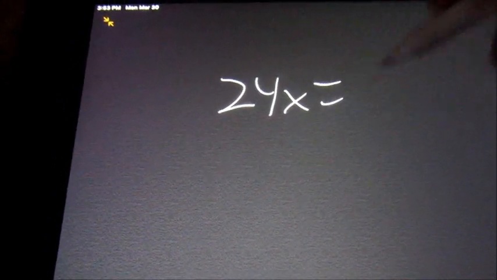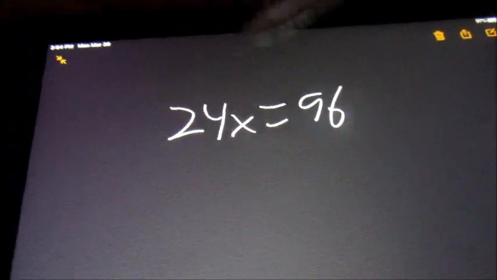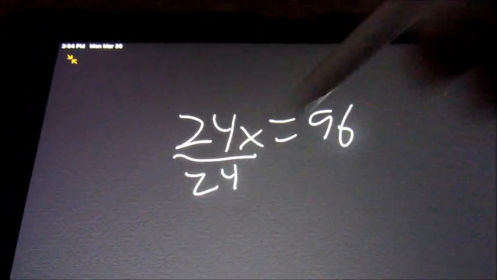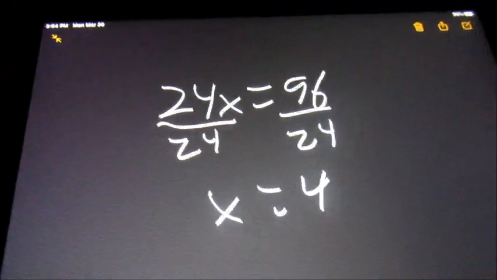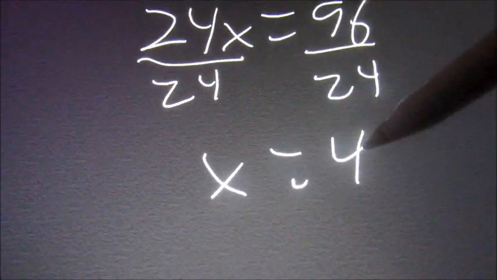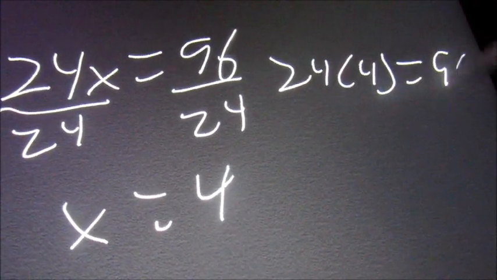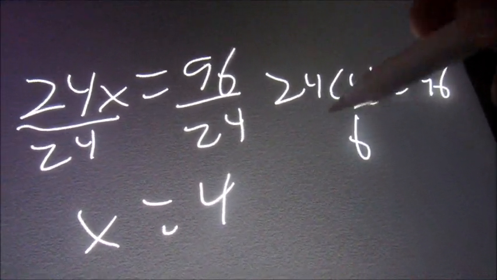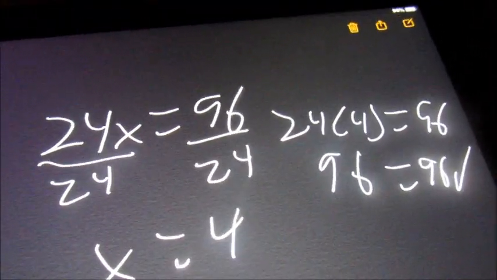So let's say that we have 24x equals 96. And what we always want to do is whatever's opposite of what function we're doing to x. So on this one, we're multiplying, so we're going to divide both sides by 24, and x equals 4. If we want to check our answer, we just stick this 4 in for x. We're going to get 24 times 4 equals 96. 4 times 4 is 16. 4 times 2 is 8, plus 1 is 96. And that does equal 96, so we did this one right.